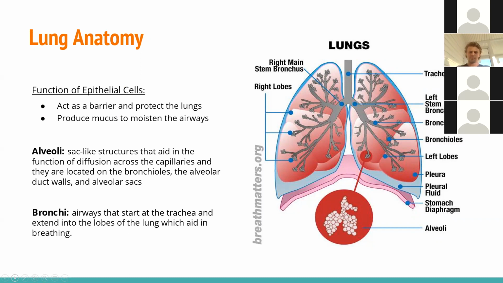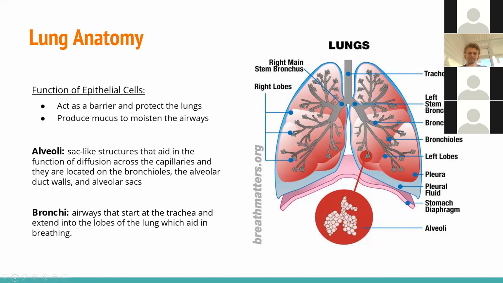Alveoli are sac-like structures that aid in the function of diffusion across the capillaries, and they are located on the bronchioles, the alveolar duct walls, and the alveolar sacs. Squamous cell carcinoma makes up about 20% of all lung cancers and tends to start growing in the squamous cells that line the bronchi of the center of the chest.